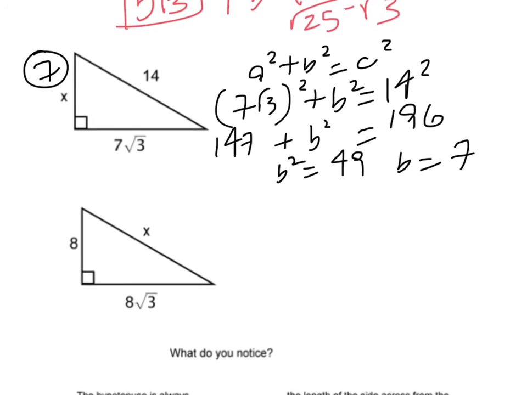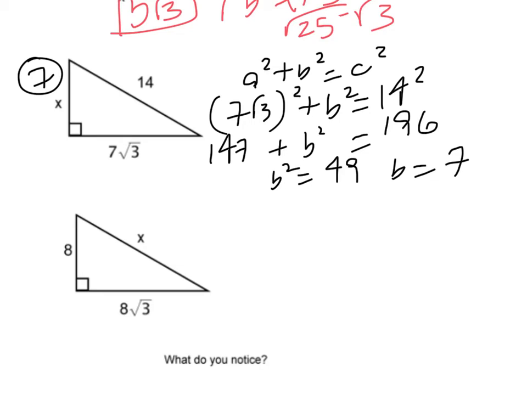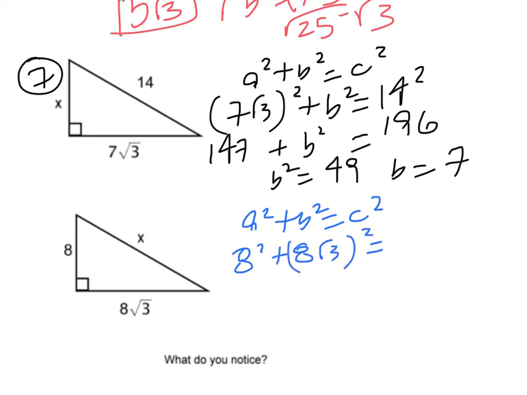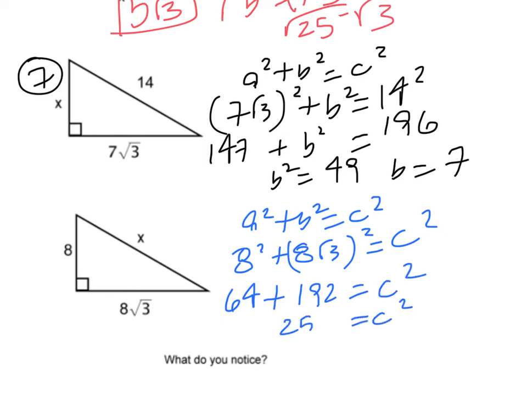Last example. So Pythagorean Theorem again, please. A squared plus b squared equals c squared. 8 squared plus 8 root 3 squared is equal to c squared. This gives me 64 plus 64 times 3 is going to be 192 equals c squared. C squared equals 256. And then the square root of that, because you all know your perfect squares, is going to be 16. So this winds up to be 16.